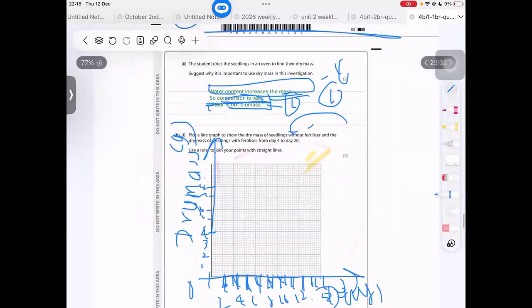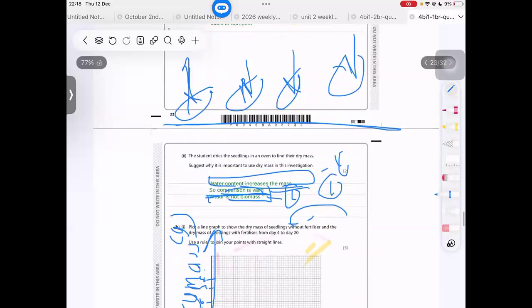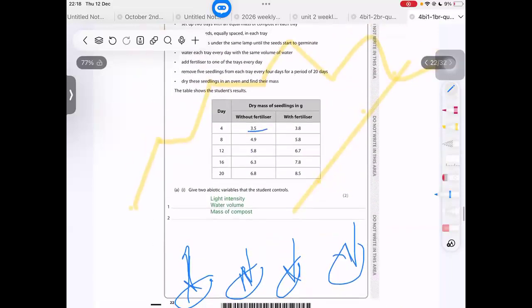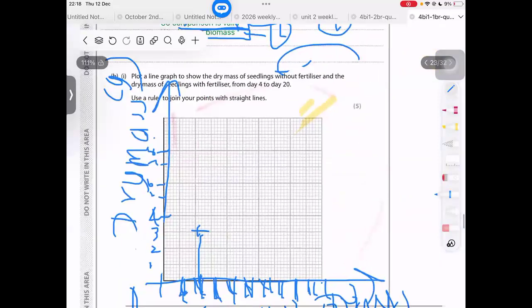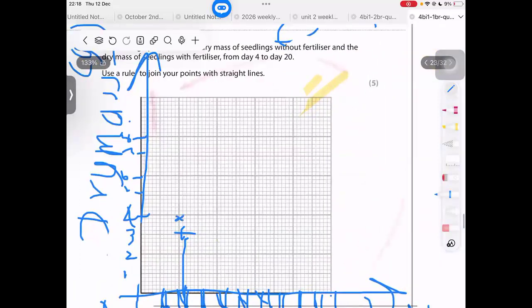So the 4th one, you can see the 4th one is 3.5. So here is the 4th one. It's 3.5. Somewhere over here it starts from here. So without fertilizer it starts with 3.5. With fertilizer it starts with 3.8. So it starts with 3.8 over here.